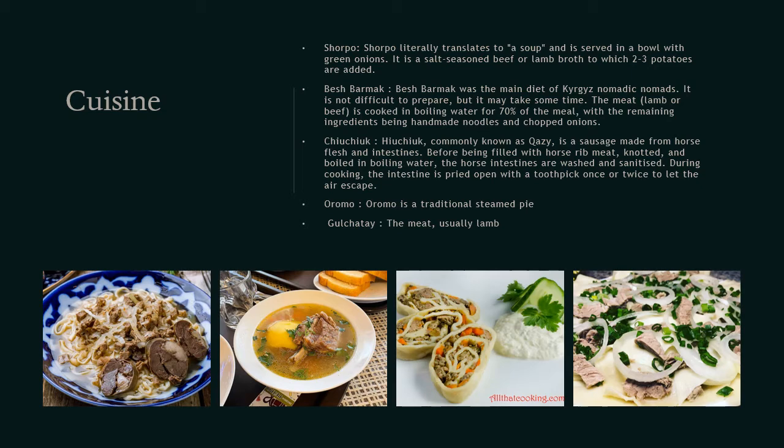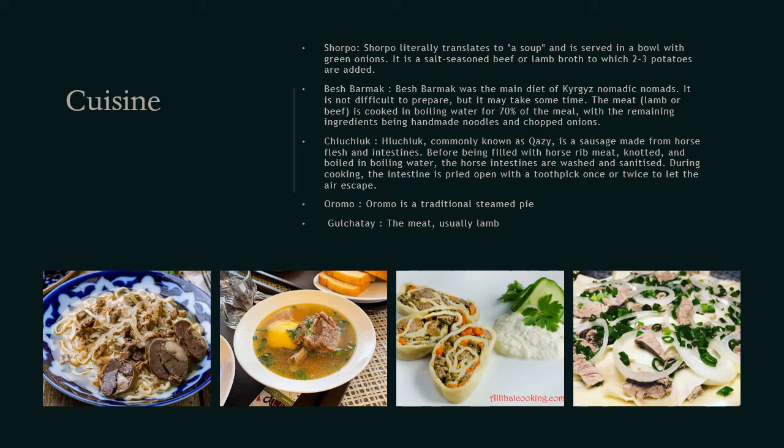Their cuisine, as you can see, looks pretty delicious. The shorpo here, the first one on the left, which means literally soup, served in a bowl with green onions, is salt-seasoned beef or lamb broth, which has 2 to 3 potatoes added.